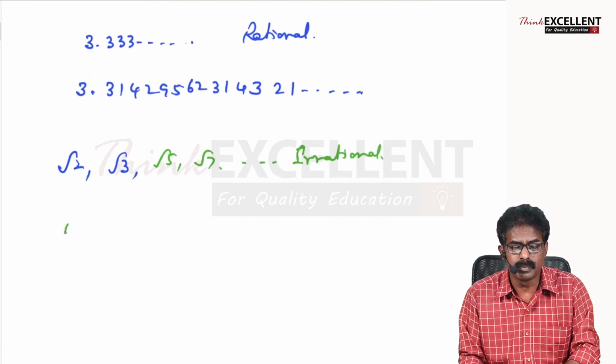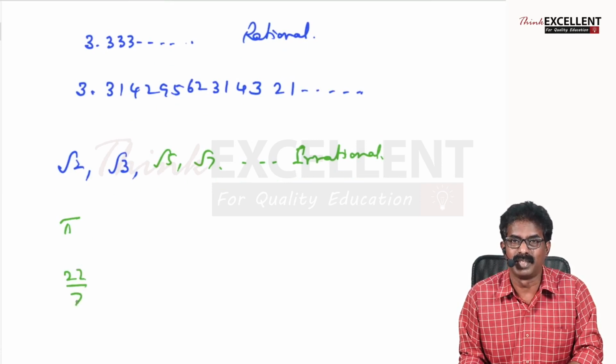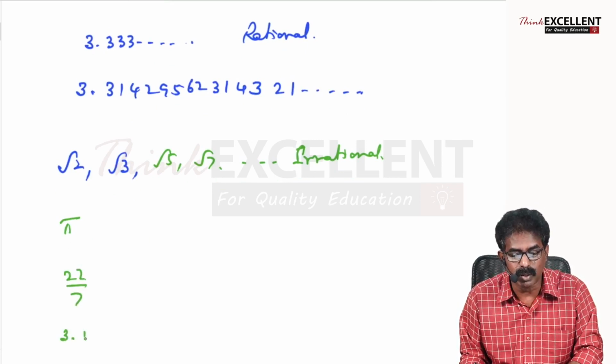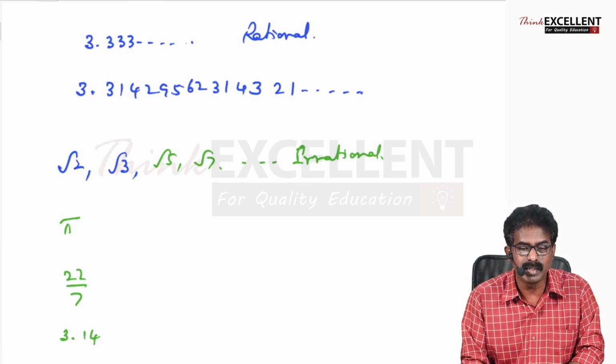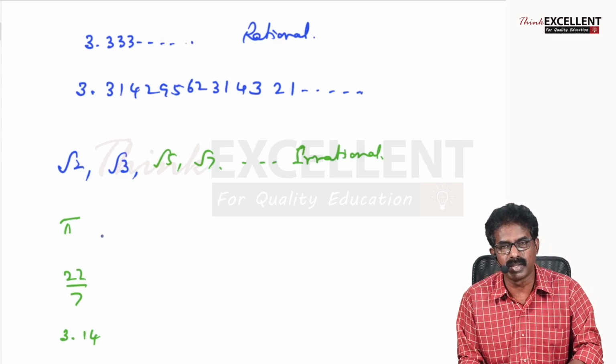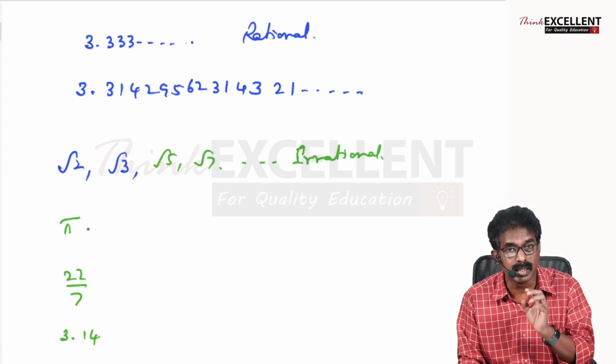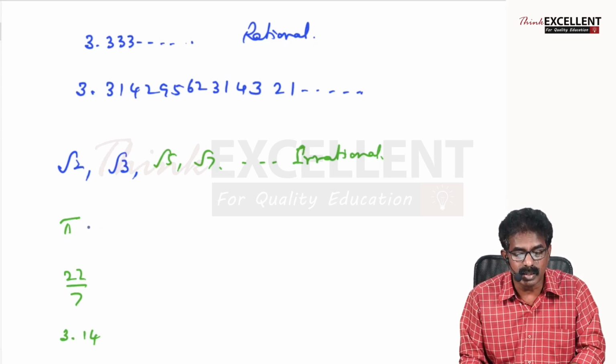Even pi. You may say, sir, pi is 22/7 or 3.14. But that is not the actual value of pi. It is only some approximate value. For our calculation, we are taking that. Okay. So pi is irrational. Pi is irrational. It is a Greek letter. Okay. It is an irrational number.